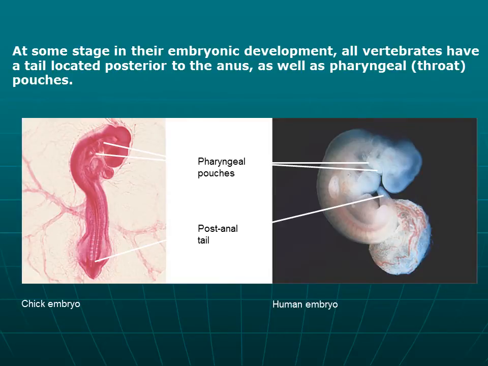So here you can see we're comparing a chick embryo with a human embryo. And it says at some stage in their embryonic development, all vertebrates have a tail located posterior to the anus as well as a pharyngeal pouch. So all of us at some point had a tail, right? In our embryonic development, we had a tail. But chicks also have a tail during their embryonic stage. We also share a homologous structure in that we get these kind of pharyngeal pouches that grow in what we would call our throat region. So these are just other examples of homologous structures.